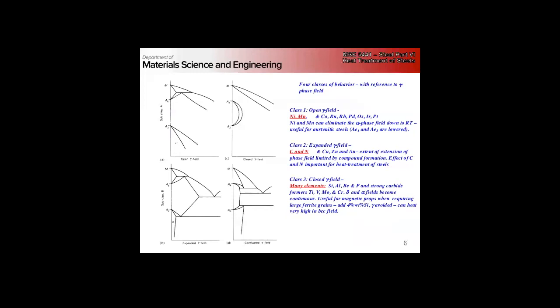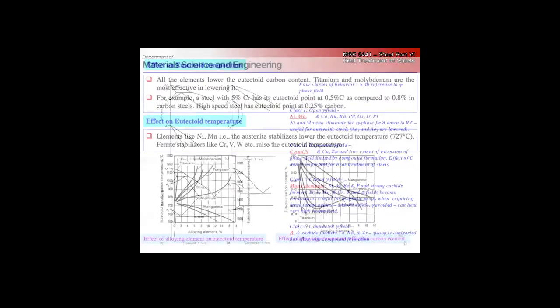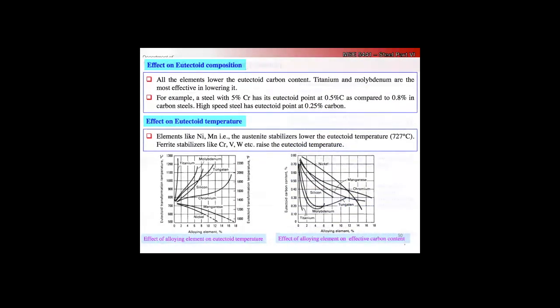With the addition of different alloying elements, right? What will come into play from a design and exam question point of view is understanding general trends with respect to the eutectoid composition and the eutectoid temperature, right? So what are austenite stabilizers going to do to the eutectoid temperature?